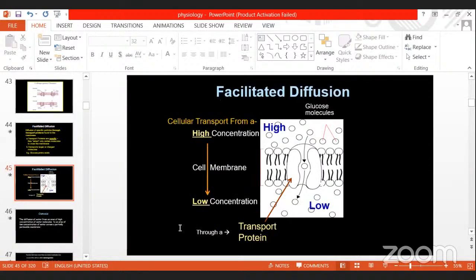So if a carrier protein is present, the substance will move from higher concentration through a transport protein. That is known as facilitated diffusion. There will be separate carrier proteins available, like GLUT, or the sodium dependent glucose transporter. The major part is GLUT. So what will happen is it will attach and it will help to move.